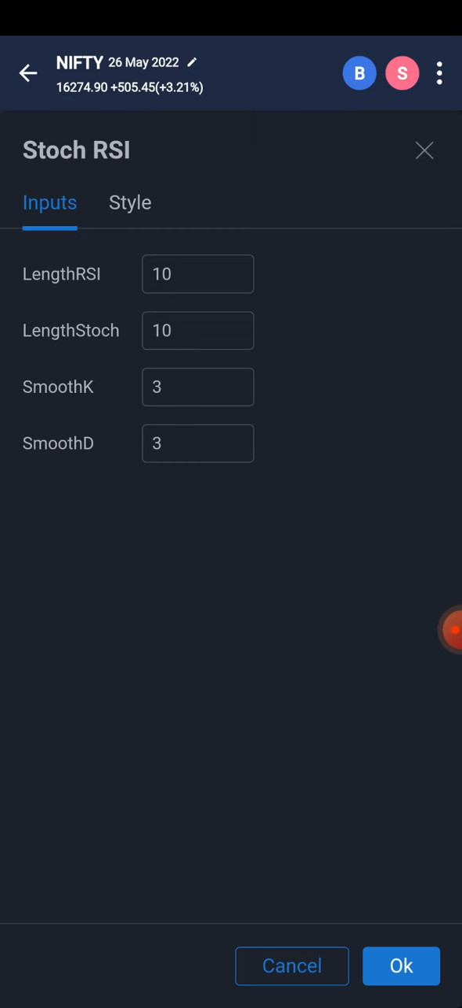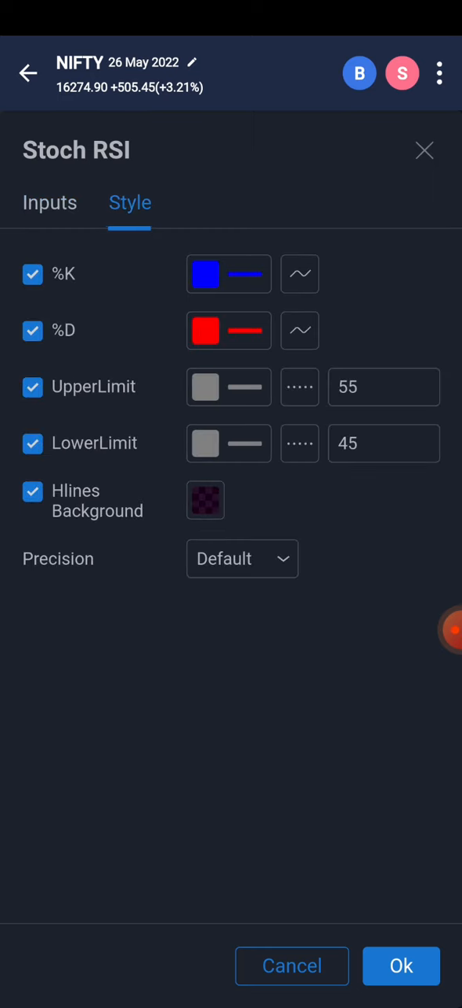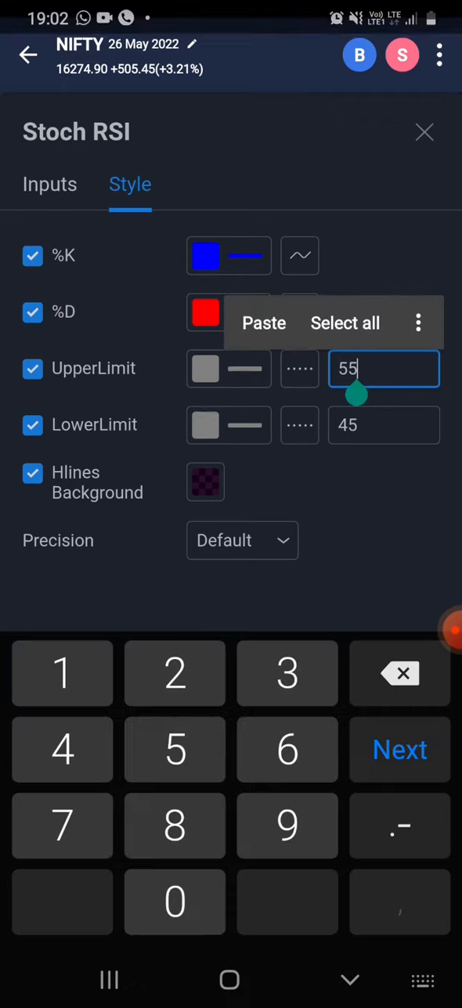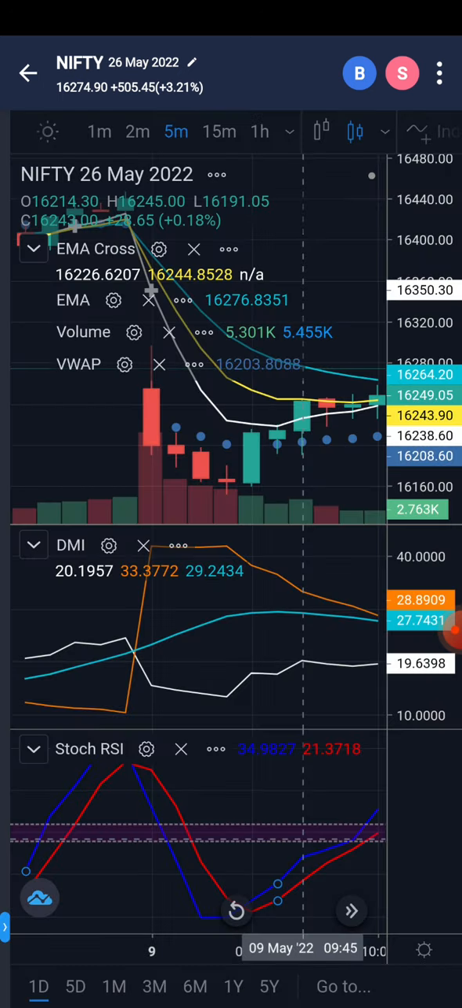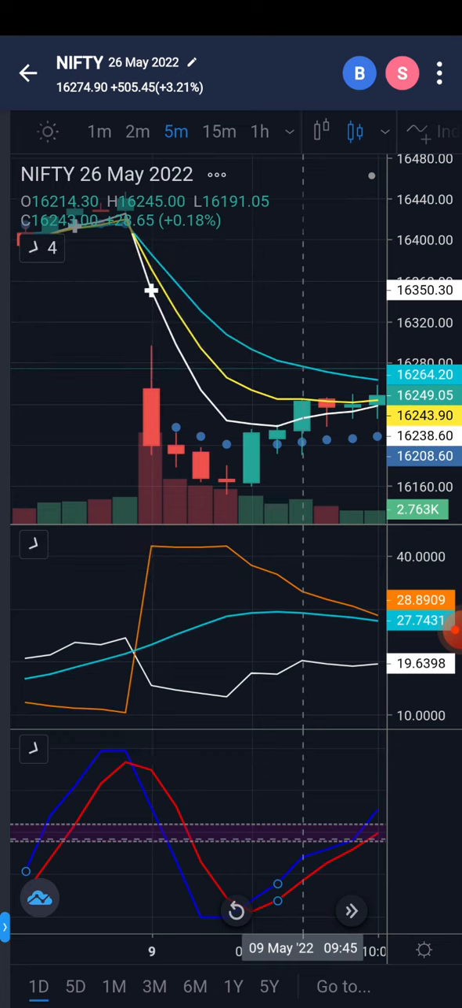Here I have put a small column type. Instead of keeping 80 and 20, I kept it as 55 and 45, so that you will know when the stochastic RSI comes down and touches 55, it's in the negative trend. And when it goes up and crosses 45, you are in a positive trend. So we will start backtesting.